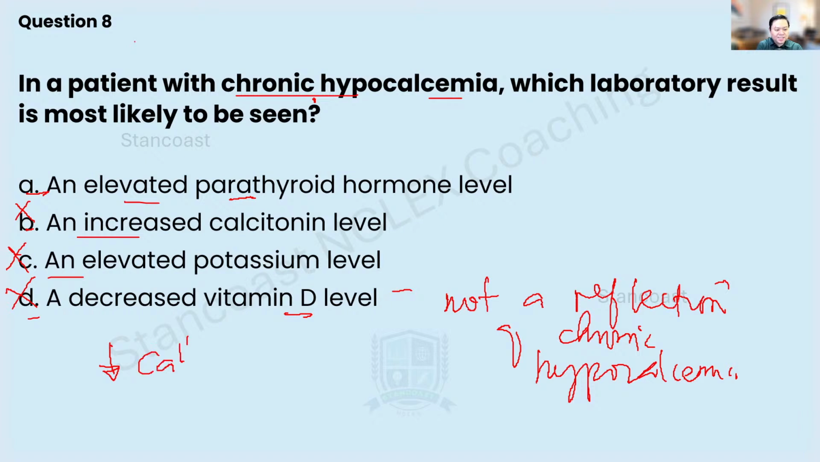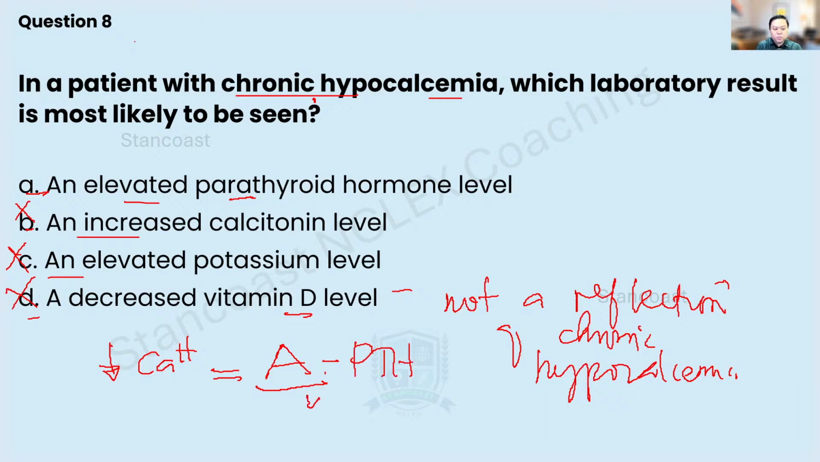Decreased calcium. So, the answer is letter A. Why is letter A the correct answer? This is the body's normal response to correct the low calcium. Remember that the parathyroid hormone will cause the release of the calcium ions from the bone matrix. It will allow the calcium ions to be released into the bloodstream.